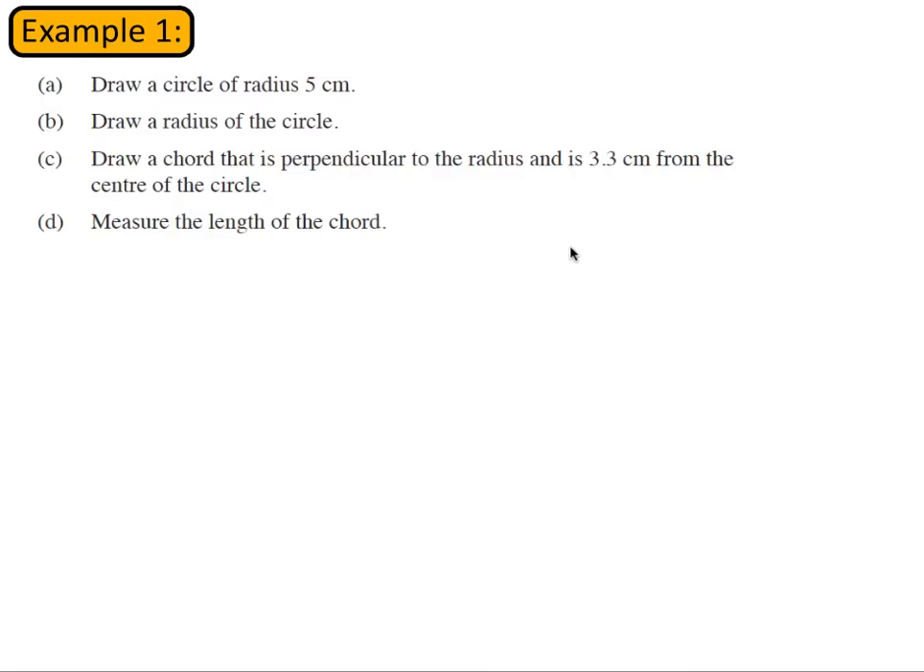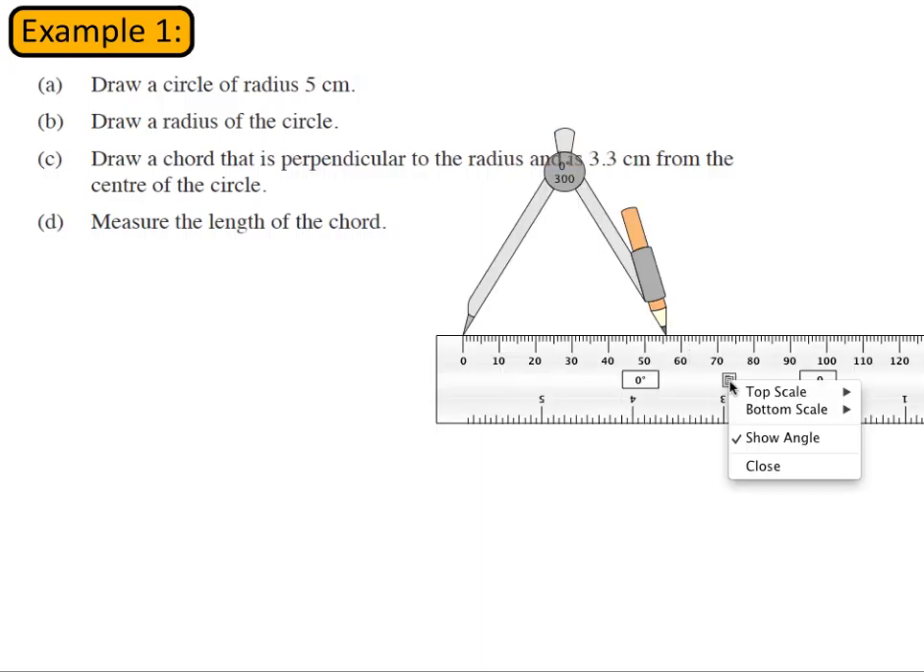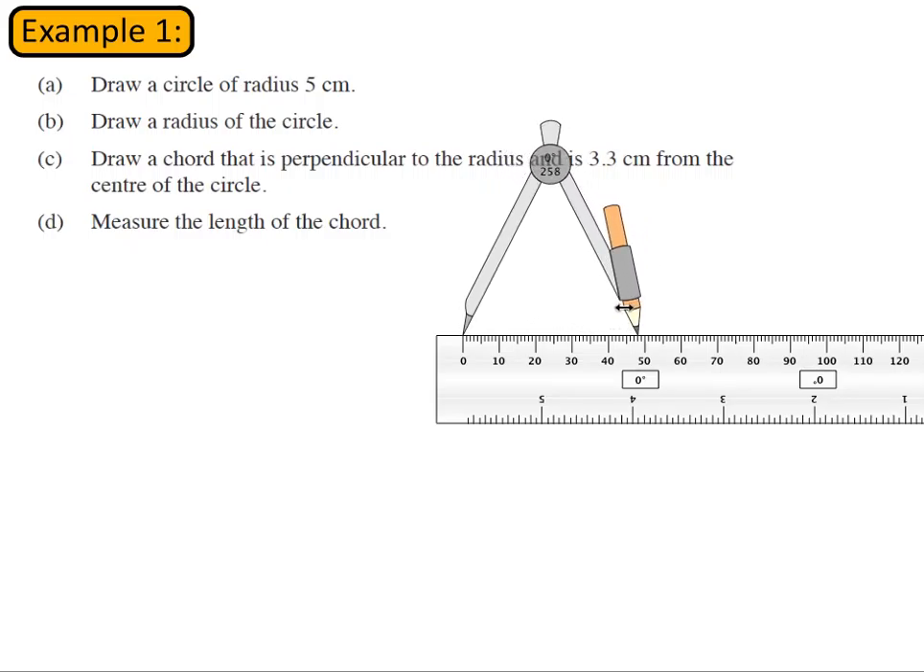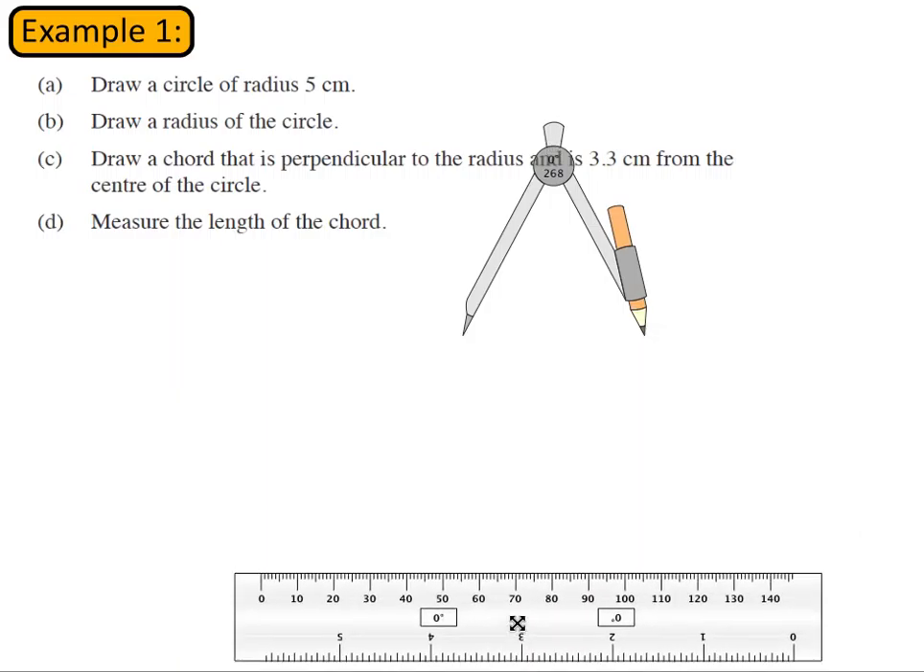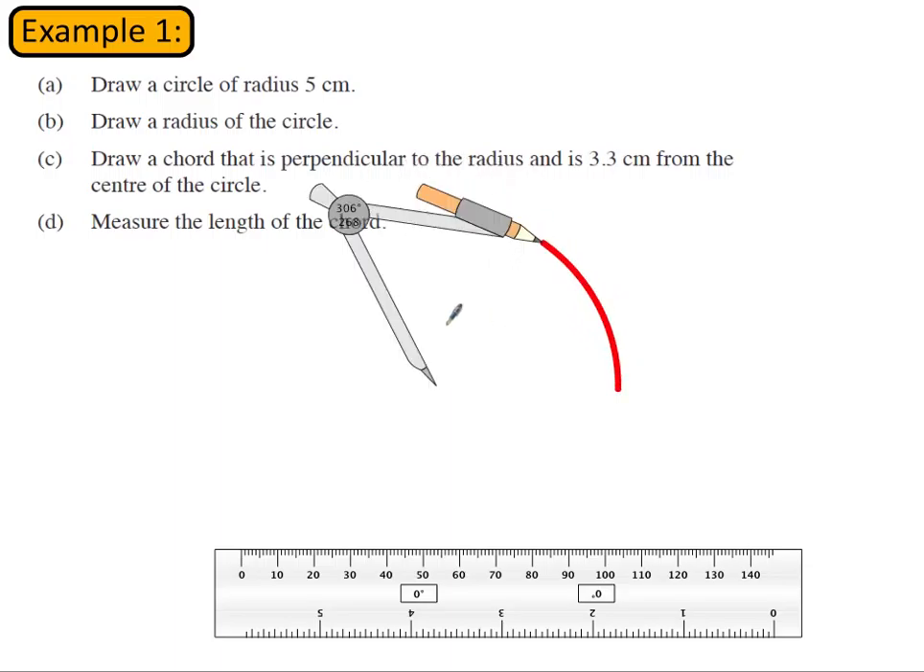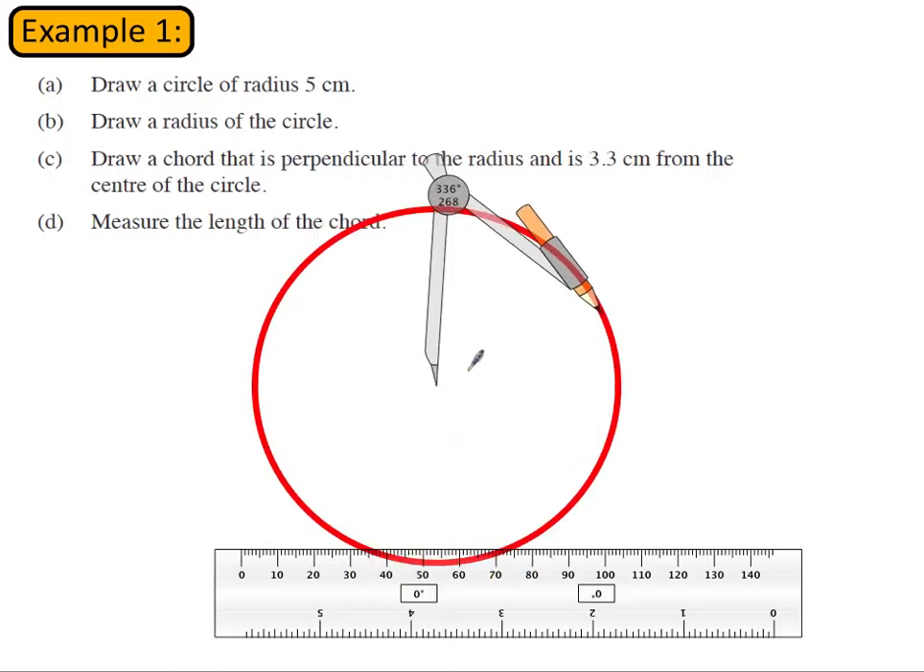So we're going to look at some basic things now, drawing and using circles. For this example, we need a compass and a ruler. First of all, we're going to draw a circle that has a radius of 5 centimeters. You first need to adjust your compass so that it has a distance from center to pencil of 5 centimeters. That's going to act as the radius. So when we draw the circle, it does of course have that there. That's a radius of 5.